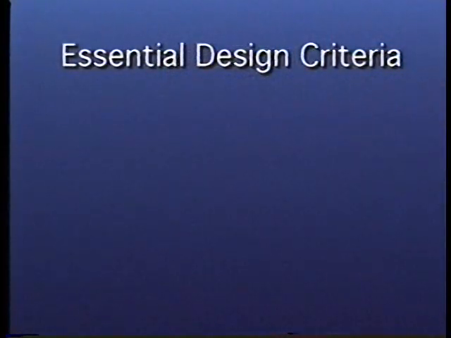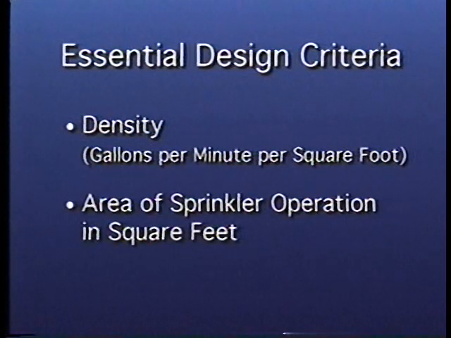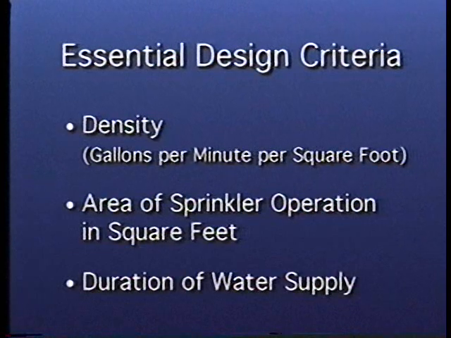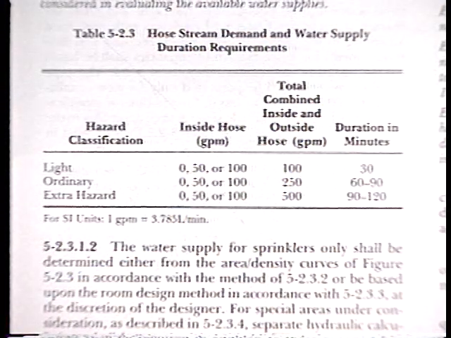The type of occupancy hazard classification affects the water supply required for operation of the fire sprinkler system. Essential design criteria include density, gallons per minute per square foot, the area of sprinkler operation in square feet, and the duration of the water supply. The relationship between hazard classification and the required water supply are shown in this graphic, which is part of NFPA 13. This table summarizes the minimum water supply requirements for each hazard classification.